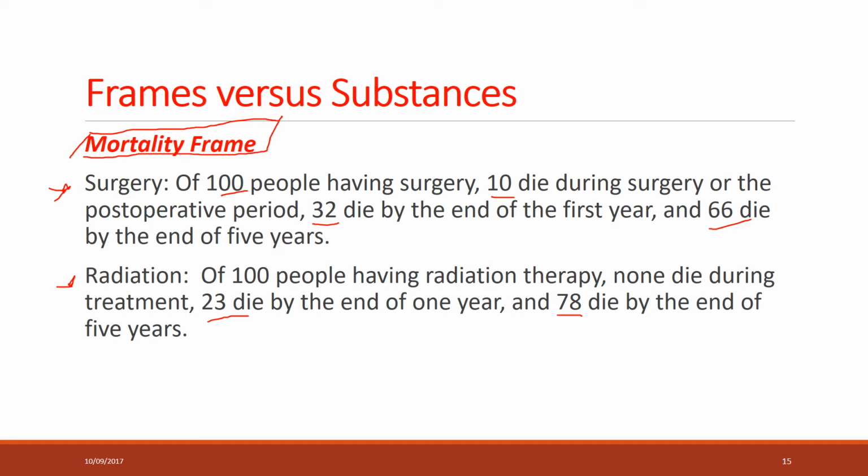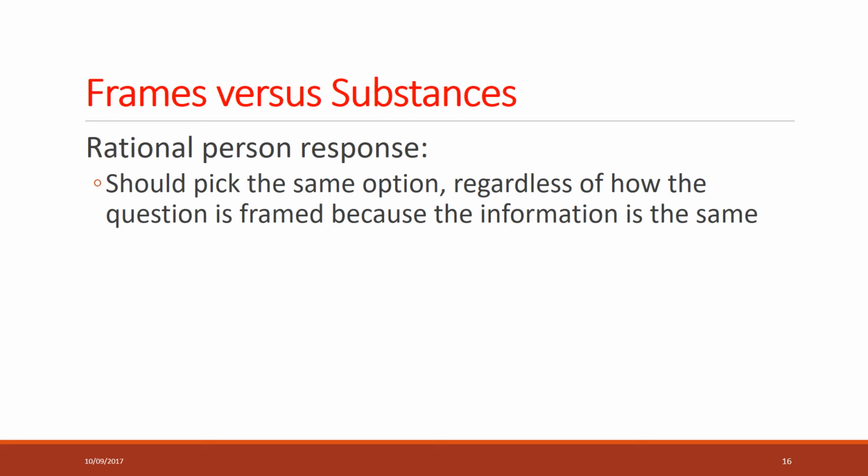So given that these two ways of framing the information still provide the same information, we would expect people to react, to choose the same response, right? It doesn't matter how the information is framed, but the results of the experiment show a different picture. Okay. So with the rational person response, given that we have the same information framed differently, people should still pick the same option regardless of how the information is framed, right?